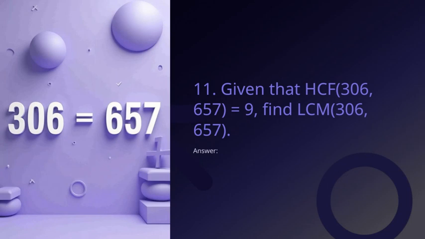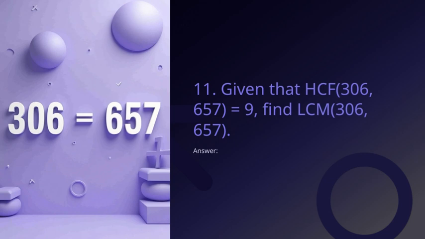All right, let's take a look at this problem. We are given that the highest common factor, or HCF, of 306 and 657 is 9. Our goal here is to find the least common multiple, or LCM, of these two numbers. Now, remember, the HCF is the greatest number that divides both numbers evenly, while the LCM is the smallest number that both numbers divide into without leaving a remainder.